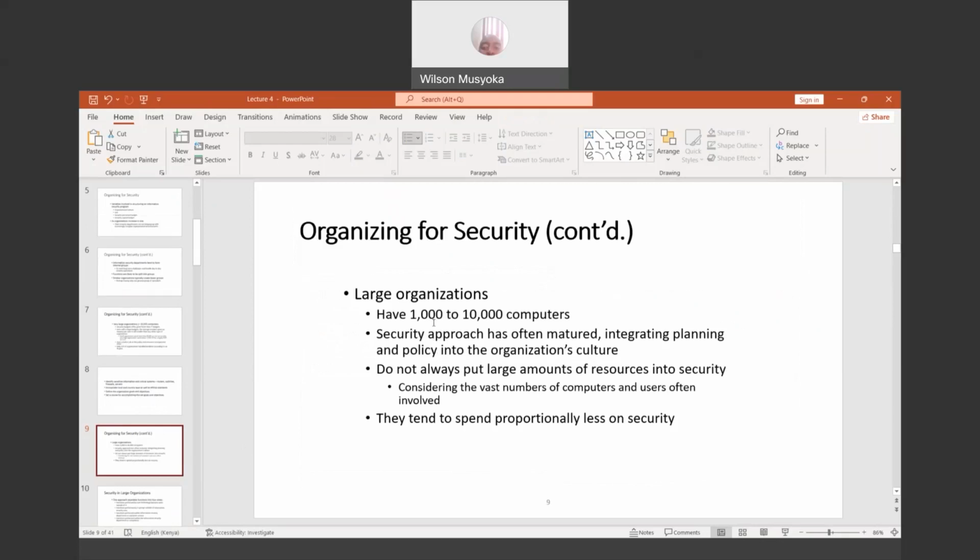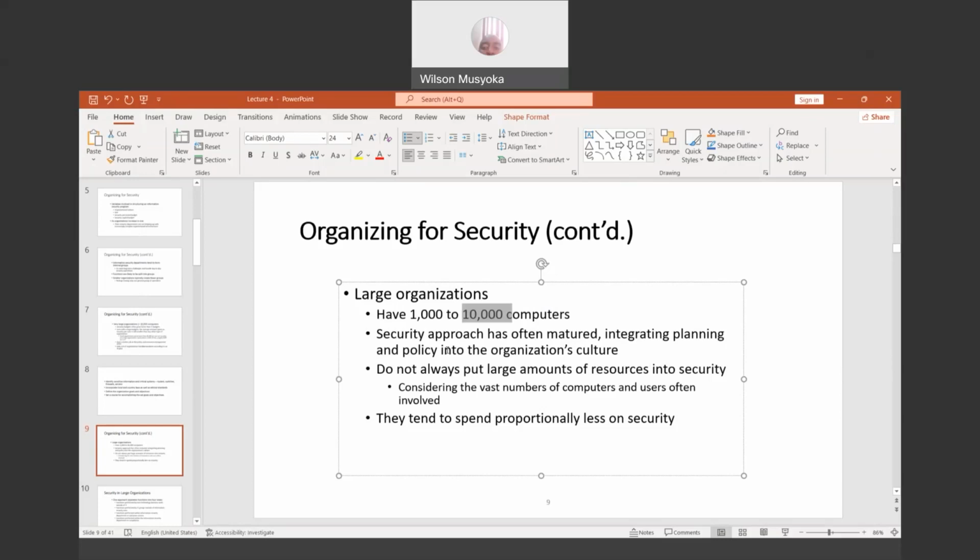Then, in large organizations, we have started with very large organizations. In large organizations, the most important thing you need to make sure of is the vast number of computers in use. So you're talking about those organizations that have between 1,000 and 10,000 computers. You want to be sure at any given time, what is the maximum number of computers in use? How many users are using the systems that we have in place so that you can have a proportionate number of security policies in work.